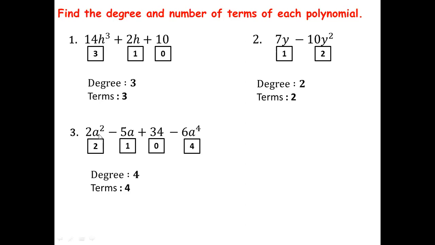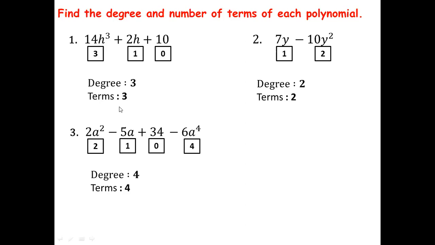So here again, the degree is 2 for this term. And for this, it's 1. For this, it's 0 degree, and for this, it's 4. So the highest one is going to be 4. So the degree for this is going to be 4. Now, terms are 1, 2, 3, 4. So the terms are 4.